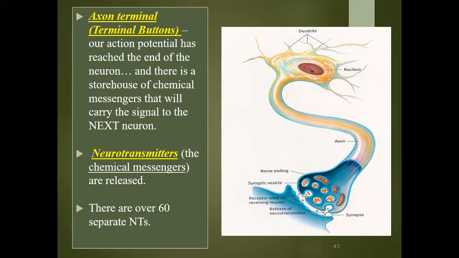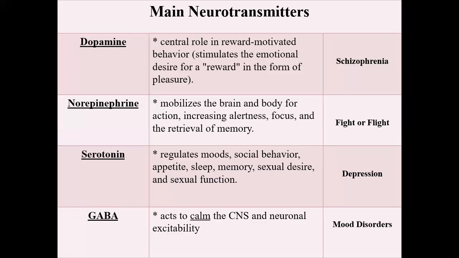So again, we're going to shortcut it here. It'll be picked up in later classes. But the neurotransmitters are the chemical messengers, and there are over 60 separate neurotransmitters available. In psychology, at the undergraduate level, there are probably about 10 that you'll hear about an awful lot. But today we're just going to focus on the main ones.